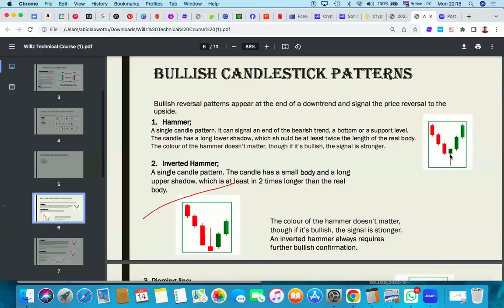Another thing you can use to identify a hammer is that the wick is twice the body of the candle, which means the length of the wick. You can see from here, this is the body, and this is the wick, also called the low. It's twice the length of the body of the candle. So I hope I was able to answer your question.